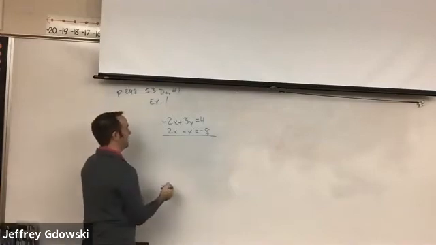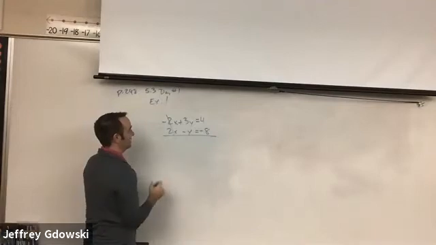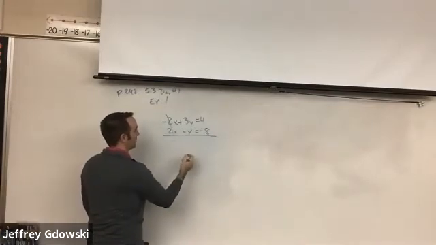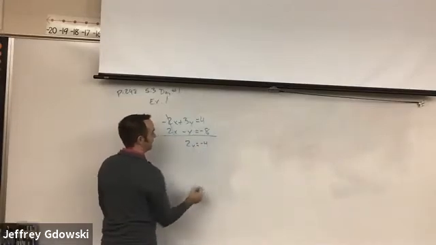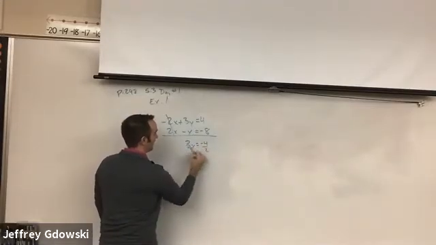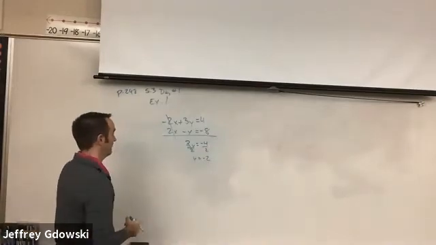Okay, so I'm going to add straight down. The x's are going to cancel this time. Negative 2x, positive 2x, those are going to cancel. 3y minus y is 2y. 4 minus 8 is a negative 4. Divide by 2. I know my y value now is going to be negative 2.